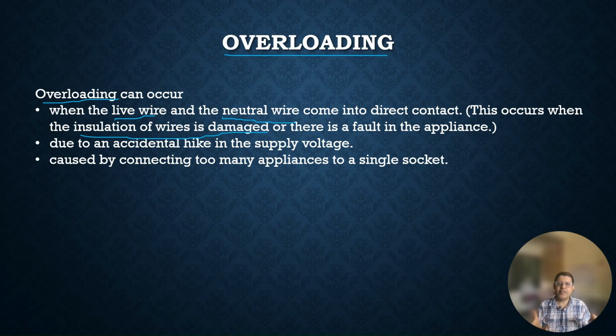Or there may be a fault in the appliance also, due to which the live wire might touch the neutral wire. Accidentally, the supply voltage might get hiked. Suddenly there may be a surge of voltage. Sometimes you would have seen that transformers get sparks, like Diwali sparks occur. That means suddenly there's an overload of voltage. That is why there may be an overload of current in your home, and your costly devices like fridge or TV might get damaged because of this high current.